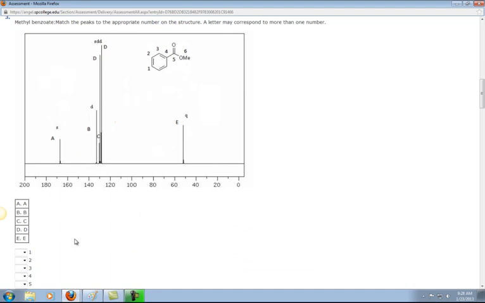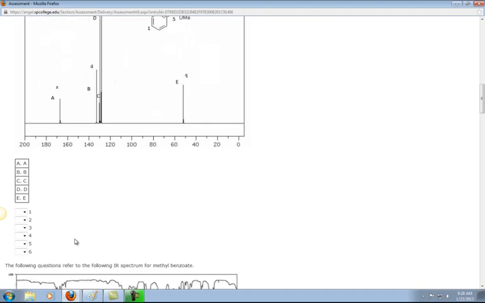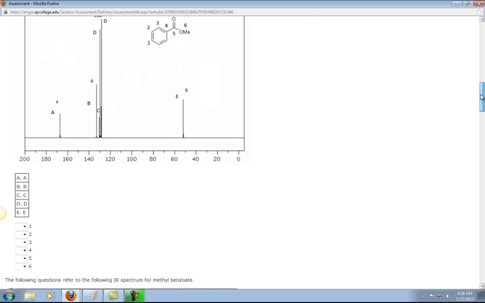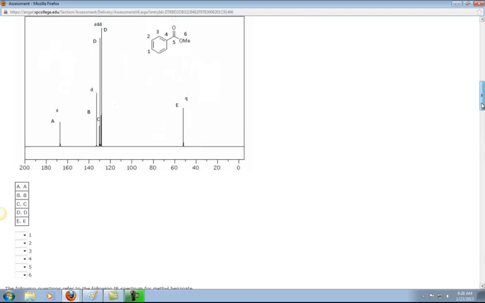Now for the carbon 13, we treat that in a similar fashion. Again, we have to match the peaks to the appropriate number on the structure. A letter may correspond to more than one number, same kind of deal as before. Alright, so using our knowledge of carbon 13 NMR spectroscopy, we can figure out what each of these is going to refer to. And again, what we should do is figure out how these correspond to the peaks.